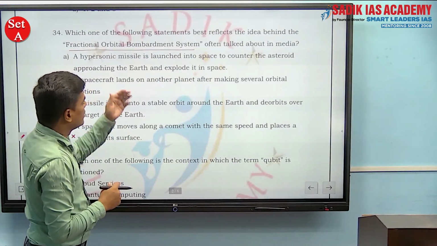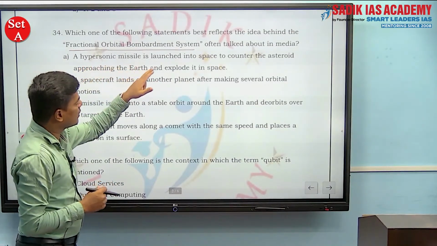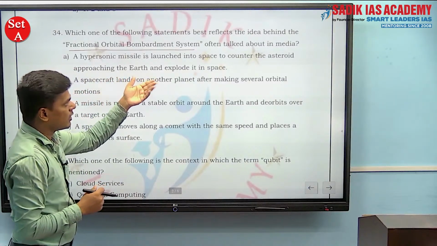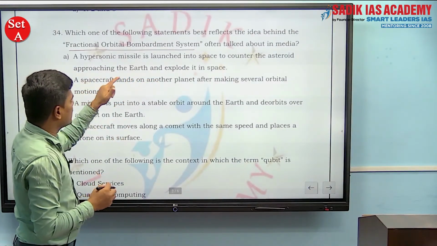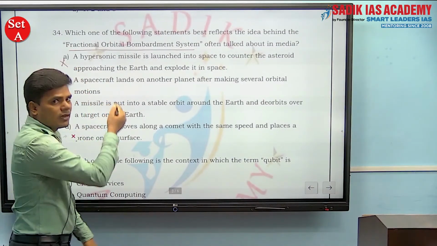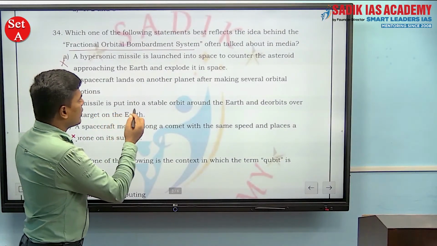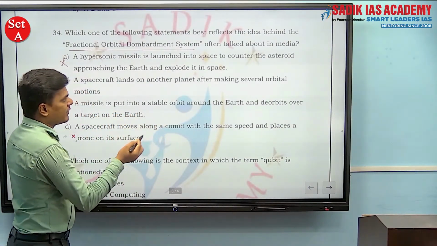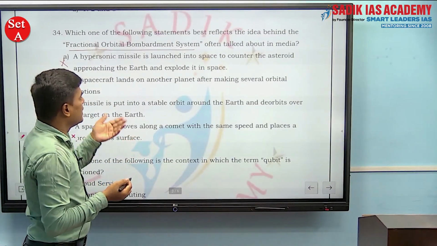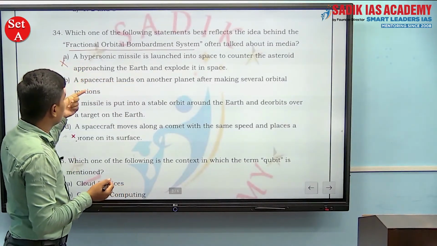In that case, what are the things they have given here? A hypersonic missile is launched into space to counter the asteroid. No, it is not going to counter the asteroid approaching the Earth and explode it in space. No, it is not a DART program. A spacecraft lands on another planet after making several orbital motions. This is also not matching with the explanation I gave earlier. So these two statements are wrong.